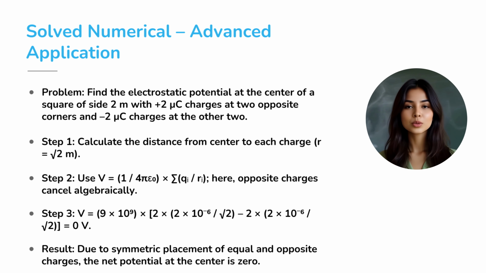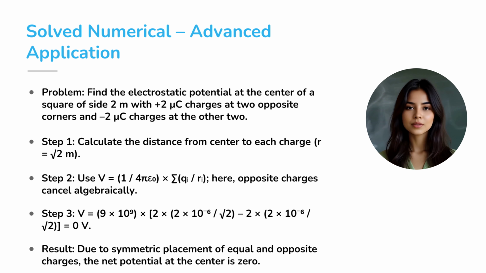Time to apply what we've learned. Here's a challenging question. You have a square of side 2 meters with charges placed at each corner. Two opposite corners have plus 2 microcoulomb and the other two have minus 2 microcoulomb. What's the potential at the center of the square? Let's solve it step by step.